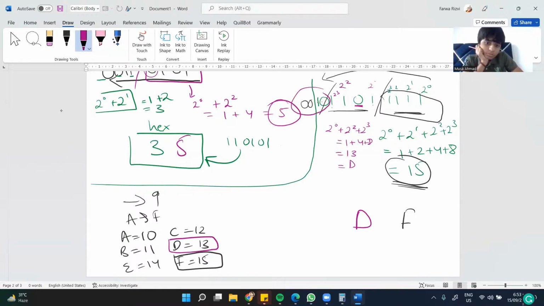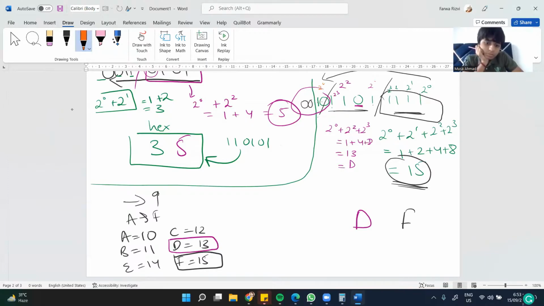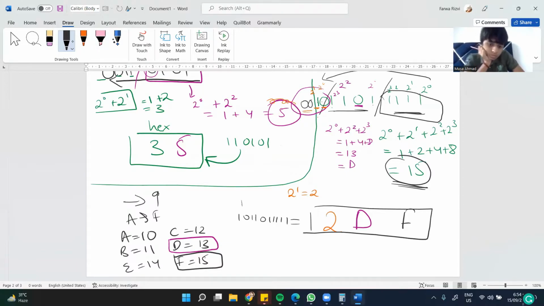Now I'm going to move on to this last group. 2 to the power of 0 does not count because it has 0 in it. The next thing we have is 2 to the power of 1, and the rest are 0, so again, they won't count. I don't even need to count them because there's nothing else after this. So 2 to the power of 1 is equal to 2. The last thing we have is 2. So this is my final hexadecimal conversion value for 10110111.